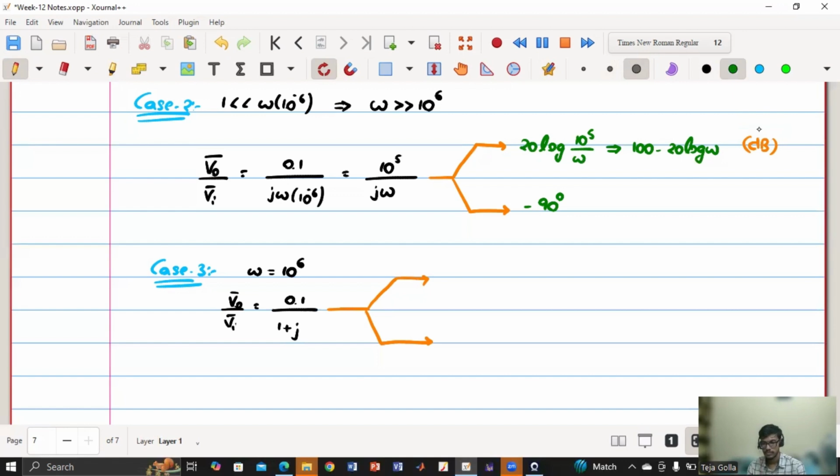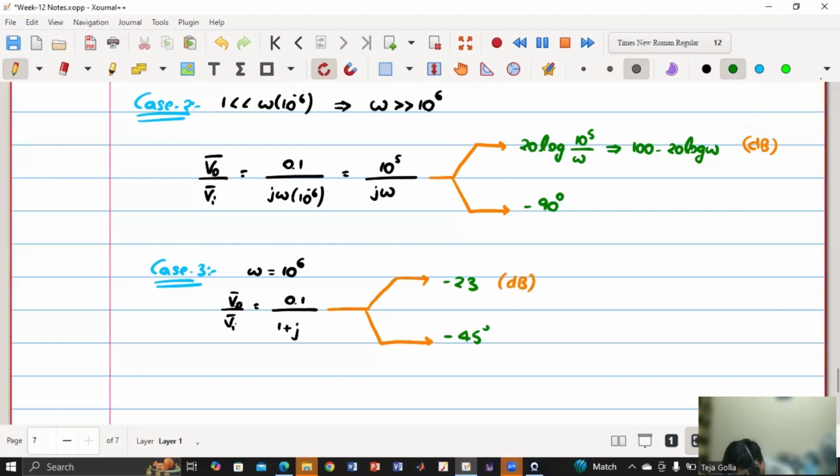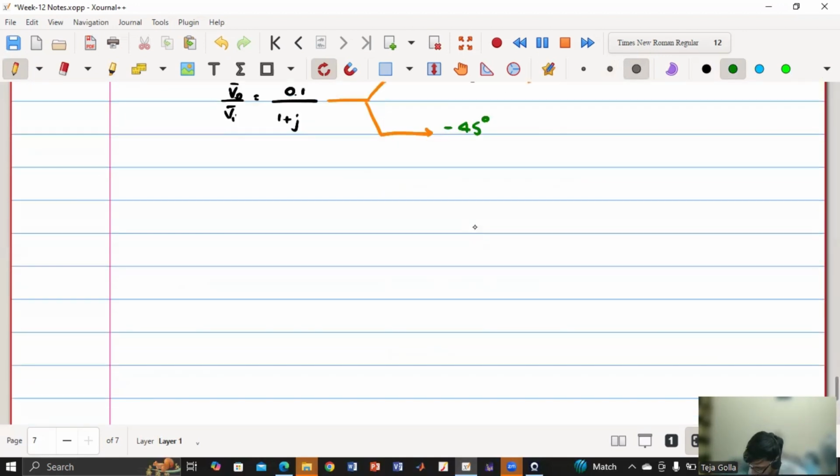Minus 23. Minus 23, right? Yes. And the units are dB. Okay. And phase? Minus 45 degrees. Minus 45 degrees. So now let us draw the magnitude and let us draw the phase. So first we'll start with the magnitude.